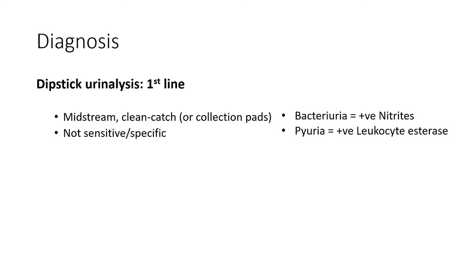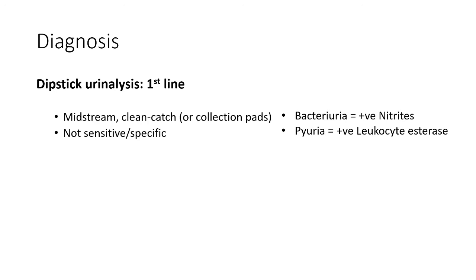Dipstick urinalysis will help confirm the diagnosis of a UTI. The urine sample should be midstream and clean catch. In children, urine collection pads may be used. The test, although cheap and easy to do, is neither sensitive nor specific. This means that if the dipstick results are negative, but symptoms are present, the probability of disease is still high. It also means that if the dipstick results are positive, symptoms still need to be present to confirm the diagnosis.